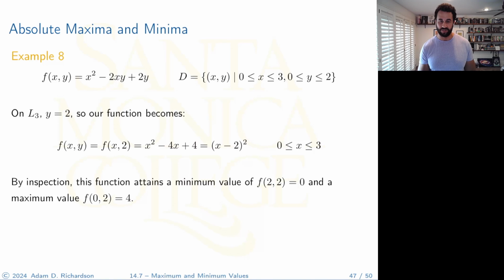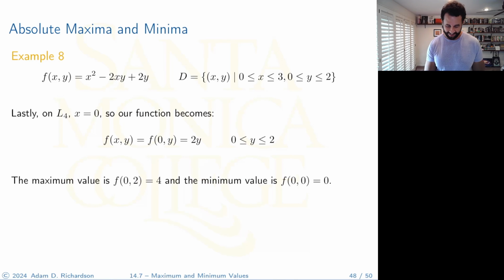Now I'm just going to jump right to it. Lastly, on the last line, x is equal to 0, so our function becomes 2y. Again, it's linear, it's increasing. Its maximum value is achieved at 2, and you get 4. Its minimum value is achieved at 0, and you get 0.